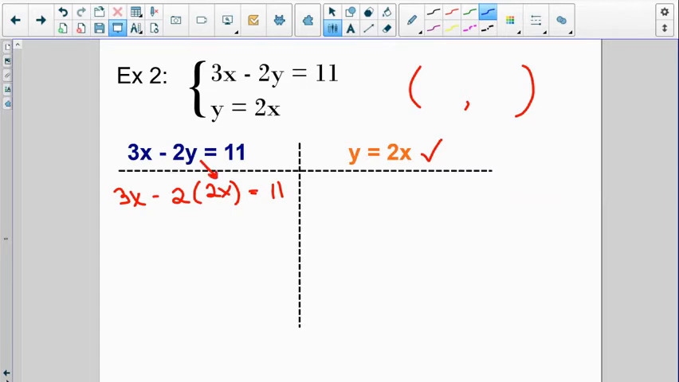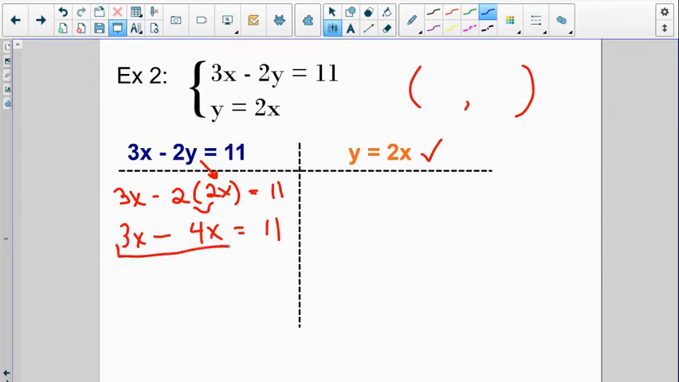So now we have an equation with only x in it, and then we can solve for x if there's only one variable. We have to use our solving skills. Again, we start by multiplying together. 2 times 2x. Well, just remember that's like 2 times 2 times x, so 4x. And then we have, okay, 3x minus 4x equals 11.